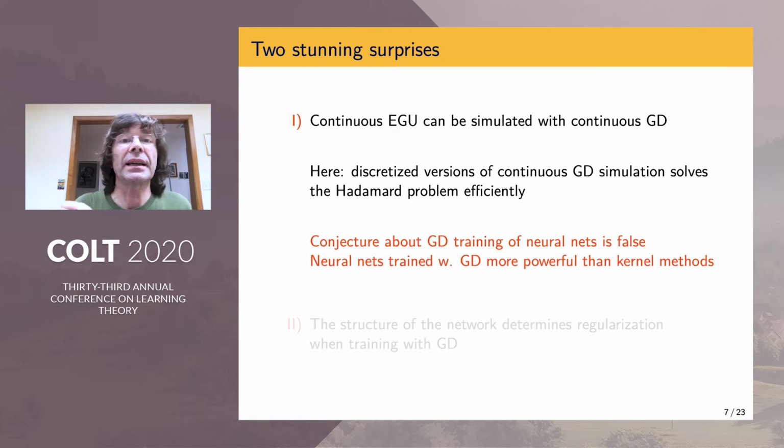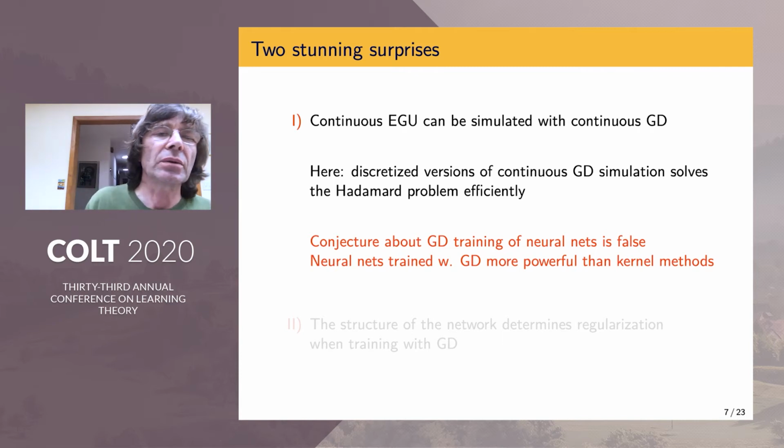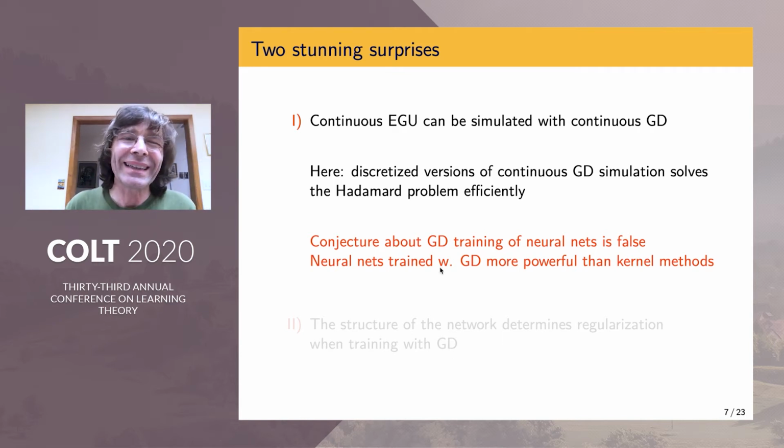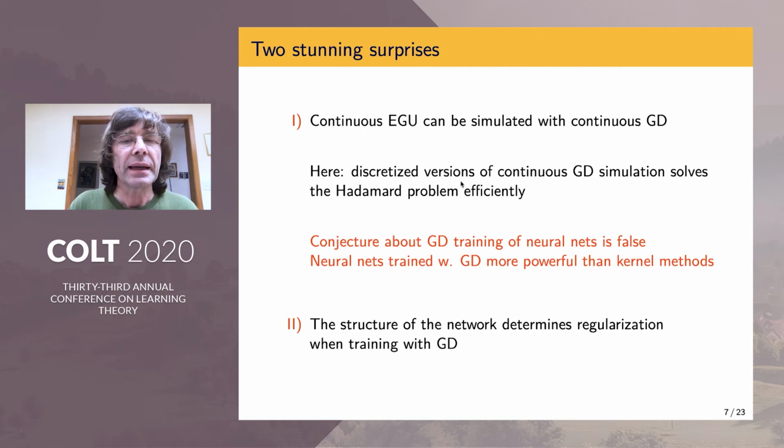So in the continuous case, the two updates are the same, the additive and the multiplicative. Or we can simulate them by each other, using a trick, using a reparameterization. Okay. So as a side, this implies the conjecture about training gradient descent is false, because the discretized versions of these updates and its simulations are close enough. We also show that the structure of the neural network determines the regularization, as you will see.